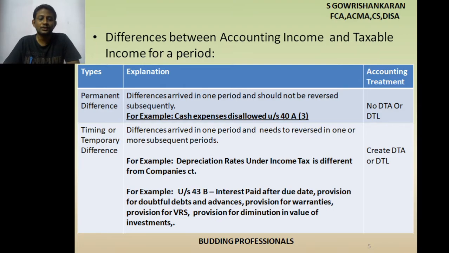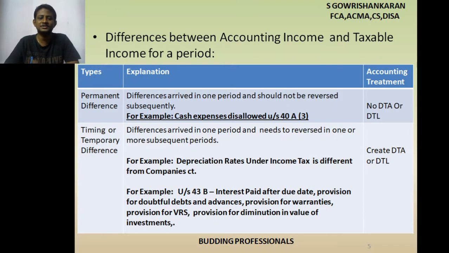Just go through. Timing or temporary differences: differences arising in one period and needing to be reversed in one or more subsequent periods. This year something is happening and next year it is adjusted. This year, due to the Income Tax Act, I did not consider the expenses. Next year I am considering the expenses. Accordingly I have to create DTA or DTL.